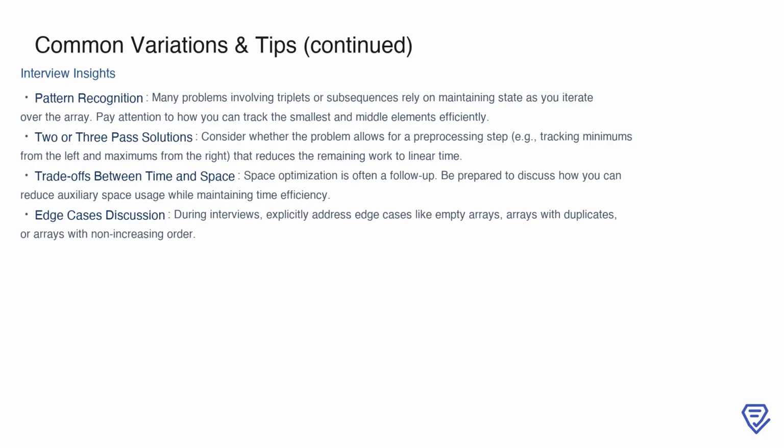Space optimization is another common discussion point in interviews. Once you've solved the problem, interviewers might ask how you could reduce auxiliary space usage while keeping the time efficiency intact. Finally, make it a habit to explicitly address edge cases, such as empty arrays, arrays with duplicates, or arrays that are entirely non-increasing. A solid discussion of edge cases demonstrates a thorough understanding of the problem.